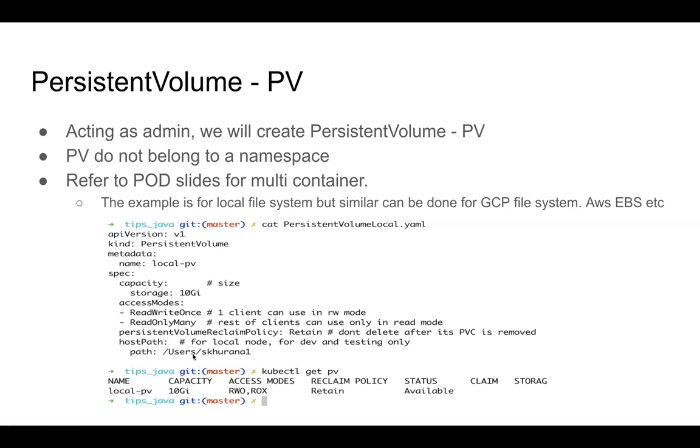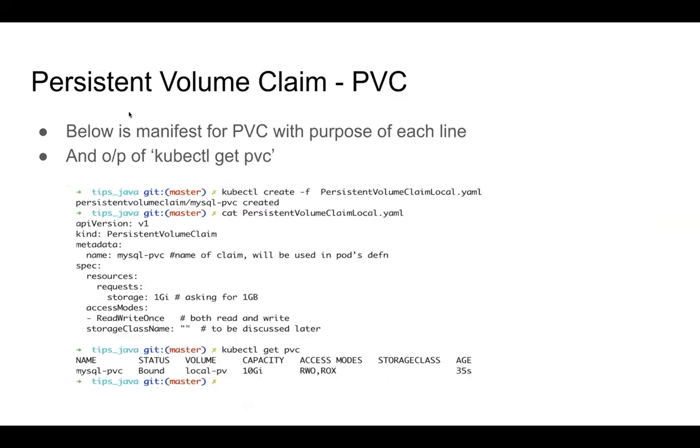Once I create this, you can run kubectl get PV, and it shows the access mode also, and whatever I have shown: reclaim policy, read write once, read only many, and things like this. So it gets created. Now I will create a persistence volume claim.